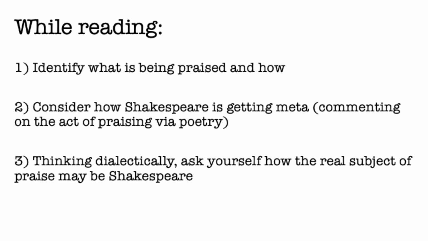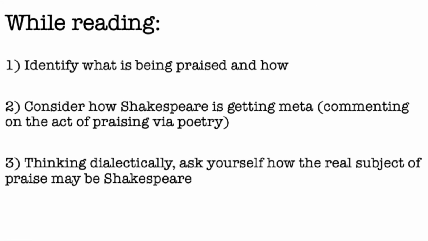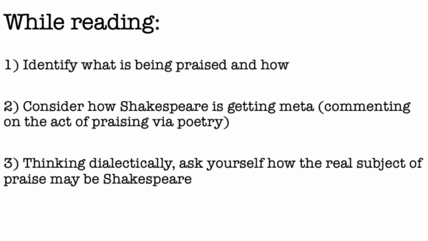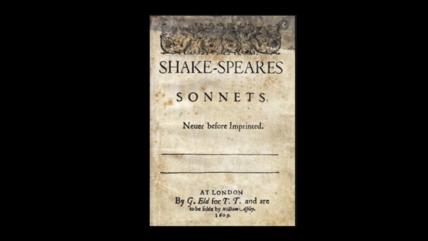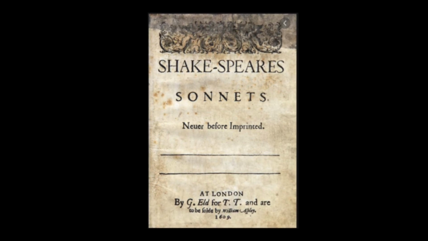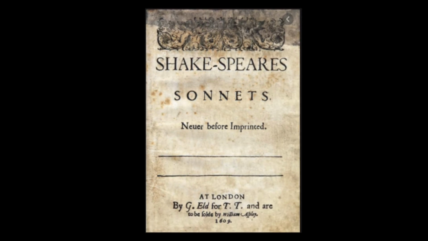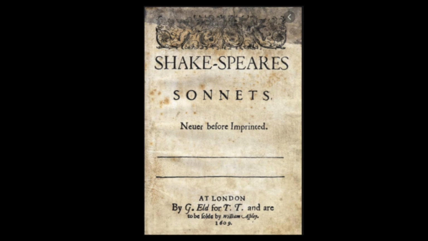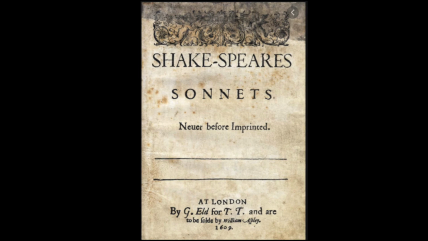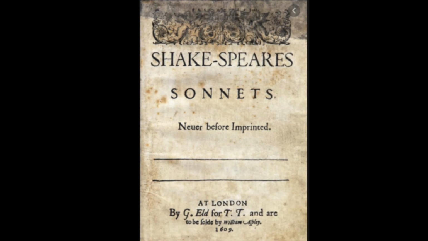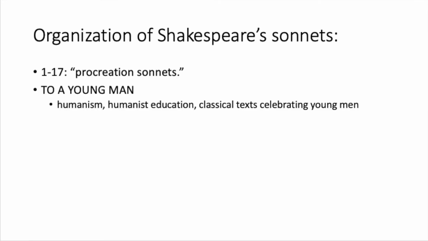I'll end this video by touching on the organization of Shakespeare's sonnet cycle. We have 154 extant or existing sonnets by Shakespeare, which he wrote over the course of the end of the 16th and the beginning of the 17th centuries. His sonnets were published in 1609. There is a logic to the organization of Shakespeare's sonnets. The first 17 are addressed to a young man.